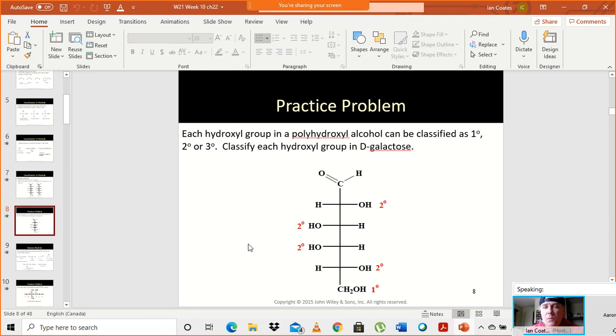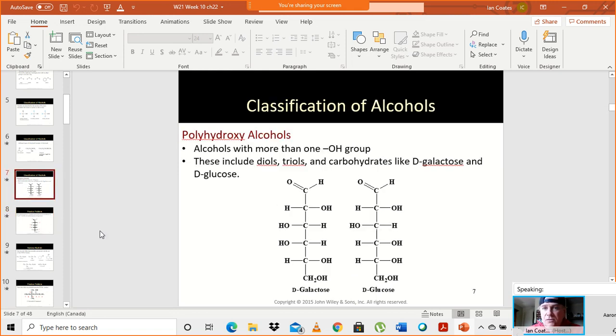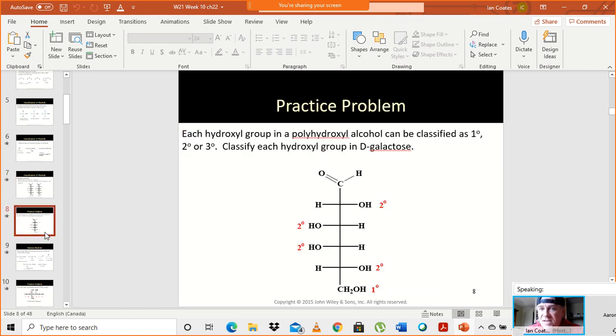And what I wanted to show you now is that each hydroxyl group can be classified as primary, secondary, or tertiary. Okay, great question. I like it. What I'm asking you to do is, for all of the hydroxyl groups that are here, can you classify them as primary, secondary, tertiary? And you have a look here. Here I have this CH2 coming off the end. So that's why this alcohol group here is a primary. Okay, because this carbon is only attached to one other carbon.